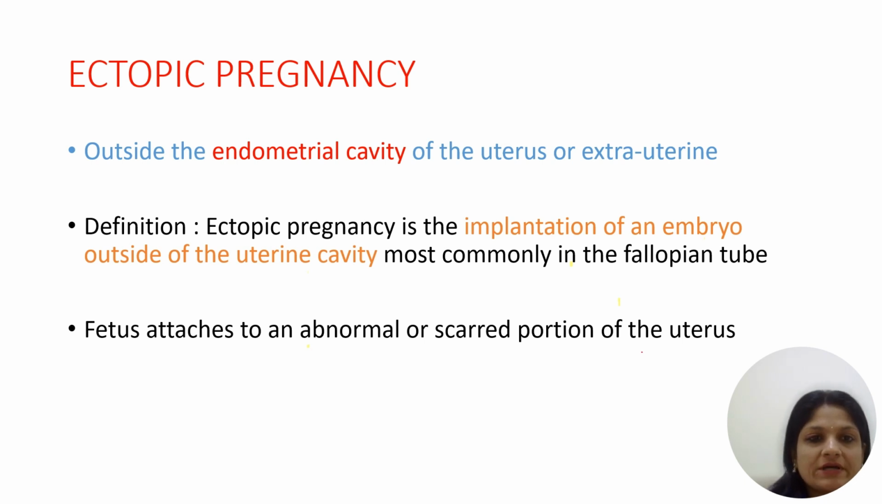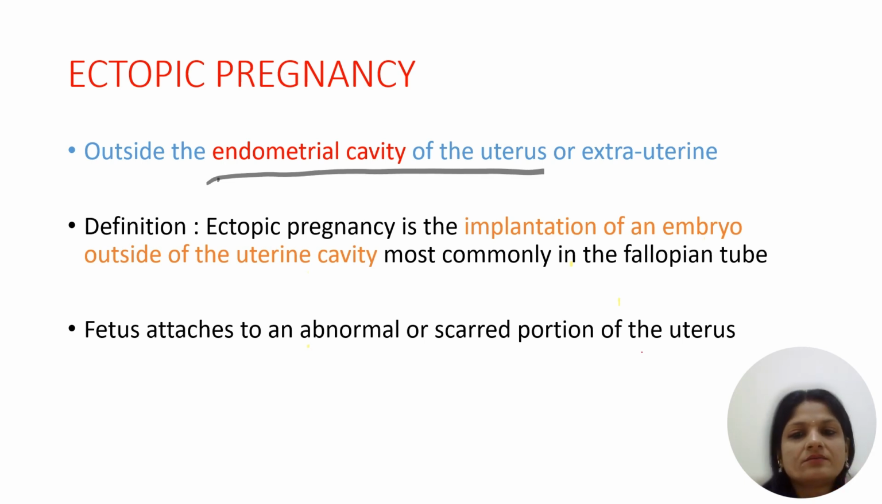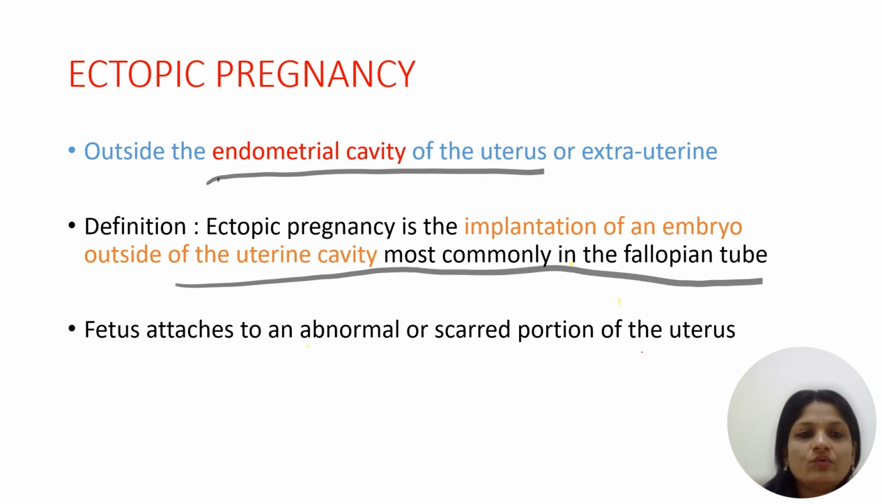So just to recapitulate, ectopic pregnancy lies outside the endometrial cavity of the uterus, or it's extrauterine. The definition is very important because it will give you a quick idea about the chapter, what it is about. So you must remember the definition. Ectopic pregnancy is the implantation of an embryo outside of the uterine cavity and the most common site is the fallopian tube. Here the fetus can attach to any abnormal part of the uterus like an abnormal tube or scarred portion of the uterus. Where can you see a scarred portion on the uterus? Most commonly a C-section scar.